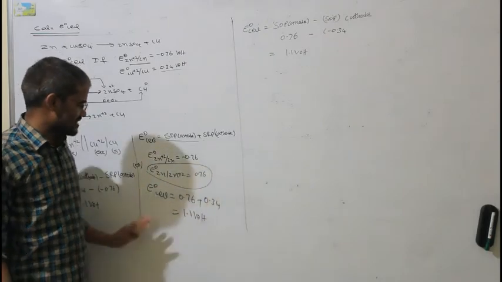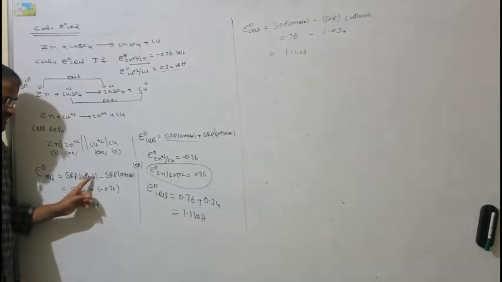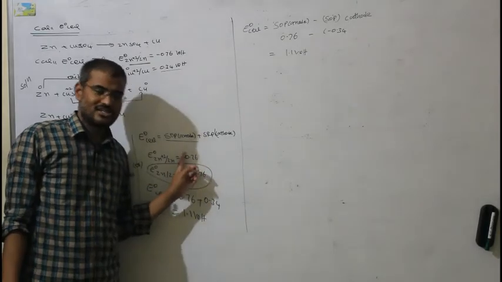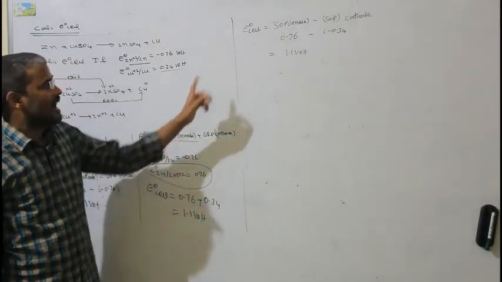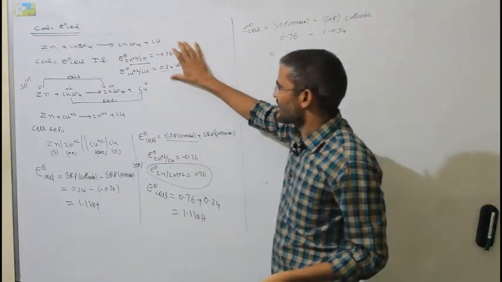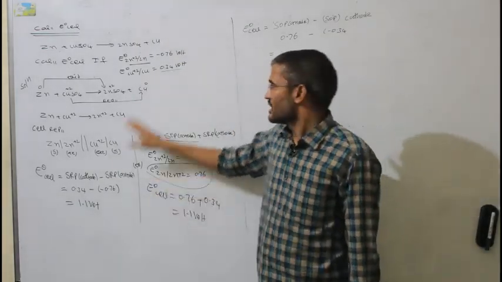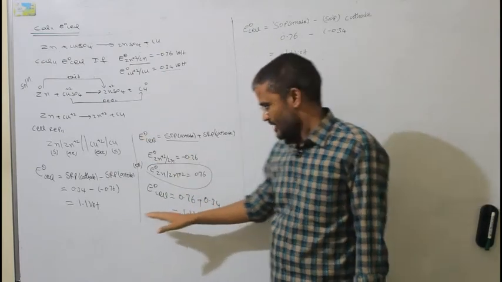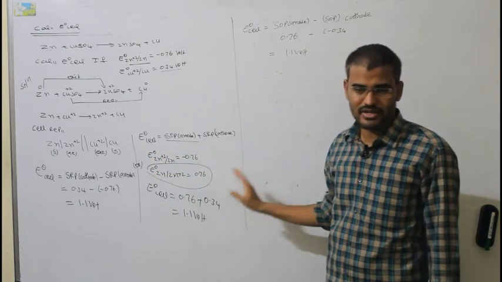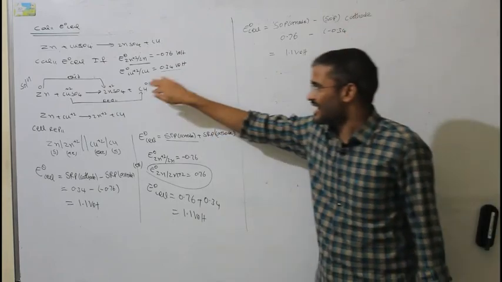So from the three formulas which I have given for E naught cell calculation: standard reduction potential of cathode minus standard reduction potential of anode, or if you want to use oxidation potential followed by reduction potential, or oxidation potential only for both. In such a case, you have to change the given data as per your required formula. If you are using the first formula, both must be reduction potential values. If you want to use the second one, anode must be oxidation potential value and cathode must be reduction potential value. If you want to use the third one, both must be oxidation potential, so you have to convert based on the given one.